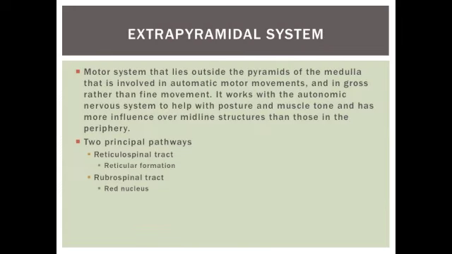There are other tracts that control motor commands besides the main motor pathway. These tracts lie outside the pyramids of the medulla and are consequently called extrapyramidal system. Components of the extrapyramidal tract include the basal ganglia, the red nucleus, the substantia nigra, the reticular formation, and the cerebellum. All of these structures send information to the lower motor neurons. Two principal pathways are the reticulospinal and the rubrospinal tracts.